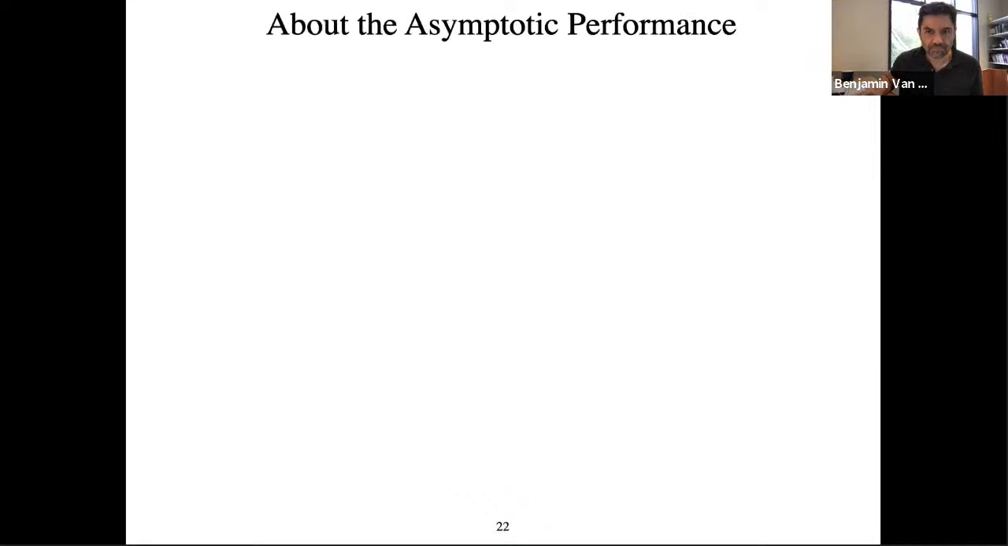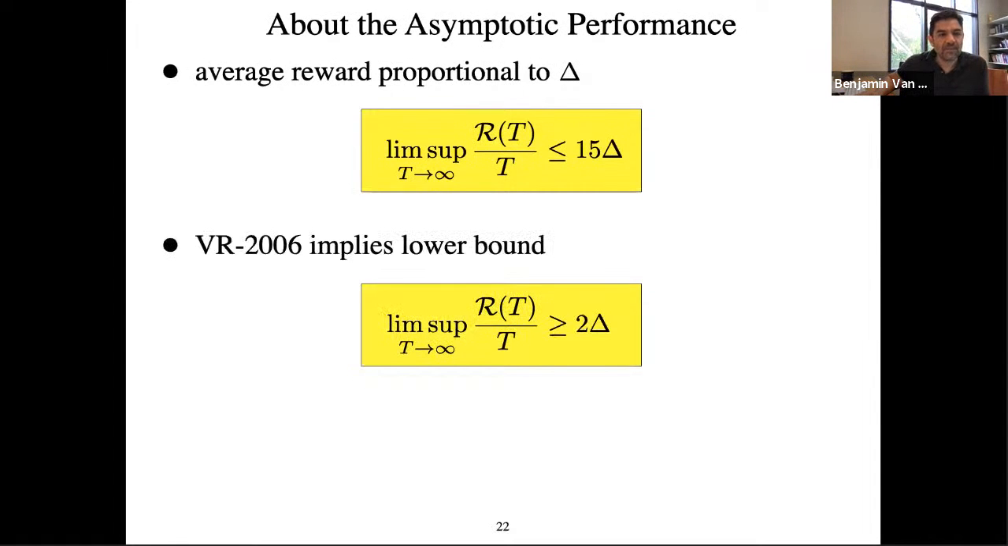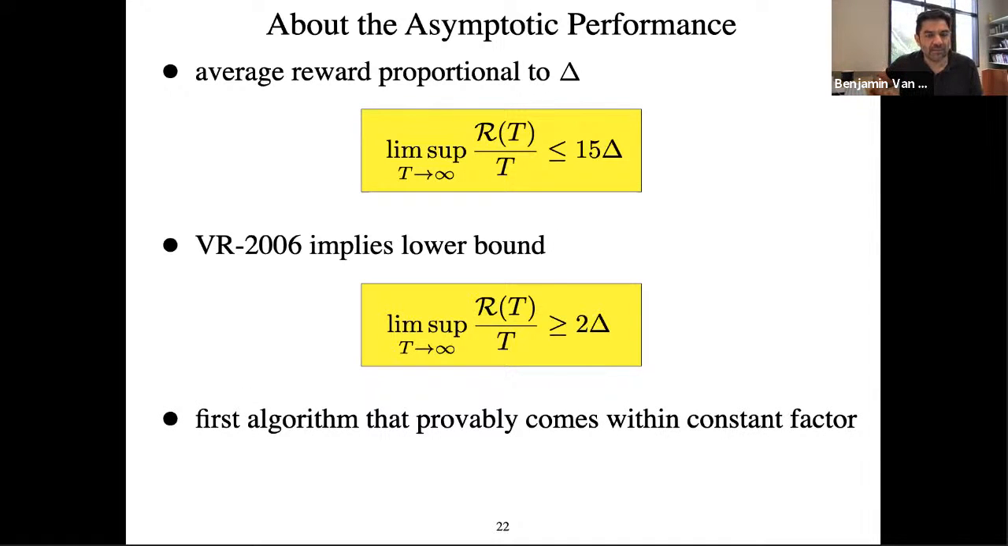Let's talk more about this asymptotic performance. As I mentioned, we have this asymptotic bound. There's a paper I wrote in 2006 in which one result implies that for this asymptotic bound you can't do any better than 2 delta. That's a fundamental limit. And so it seems that we're within a constant factor of the best we could hope for with this kind of result.